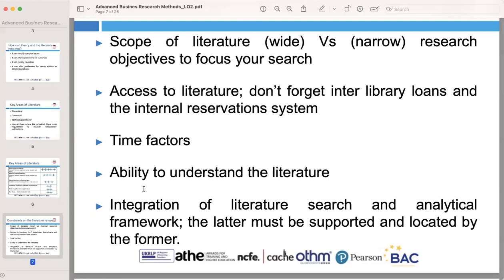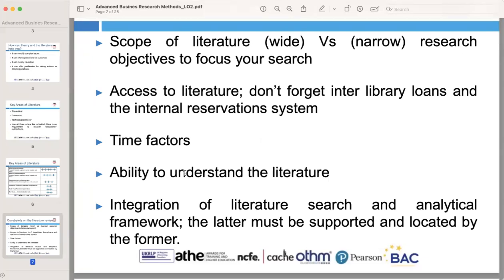Next is ability to understand the literature. Understanding the literature can be challenging, especially if you are exploring a complex or specialized field. The terminology, concepts, and research methods used in scholarly articles may seem overwhelming at times. It is essential to persevere and develop your understanding gradually. Don't hesitate to consult experts or seek clarification to ensure you grasp the content properly.